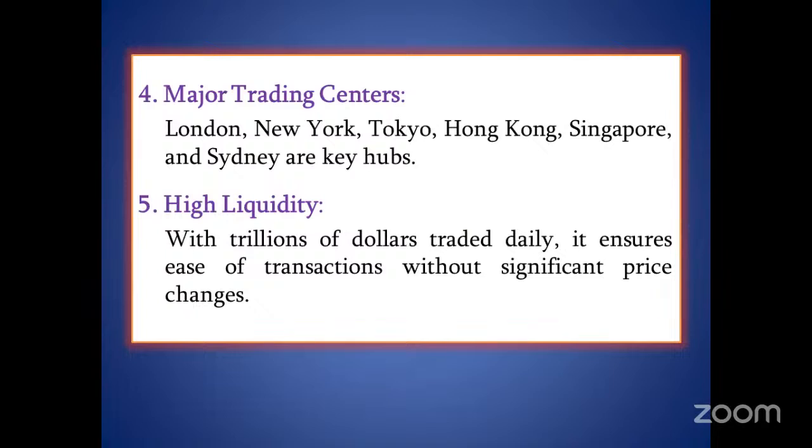So what are the major centers in the world, in the globe, for the forex market? London, New York, Tokyo, Hong Kong, Singapore, and Sydney are the key hubs for foreign exchange. These are the major trading centers in the world. So you can go here and purchase, sell, or exchange currencies in these trading centers.